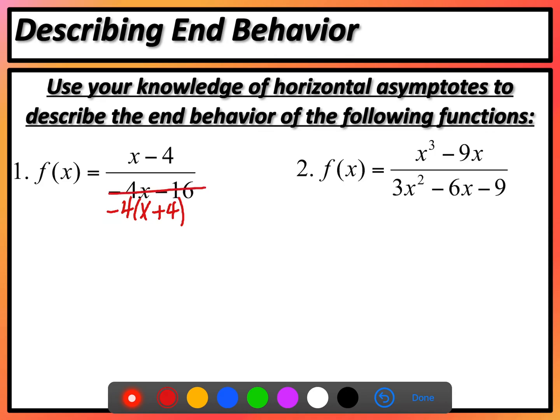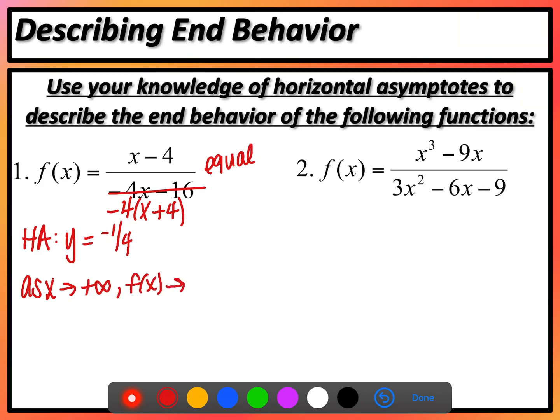Okay, but it's going to show that nothing will cancel. So I see that the degree on the top and the bottom are equal. And we remember our rule for equal is the leading coefficient. So my horizontal asymptote here is y equals -1/4. So if an asymptote exists, your end behavior is going to approach that value.